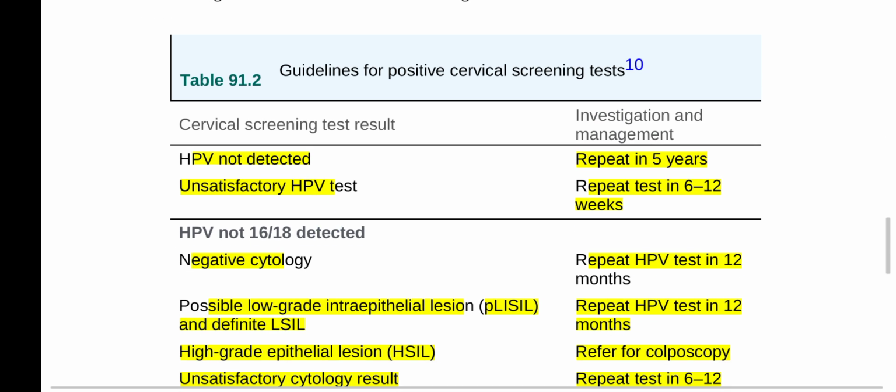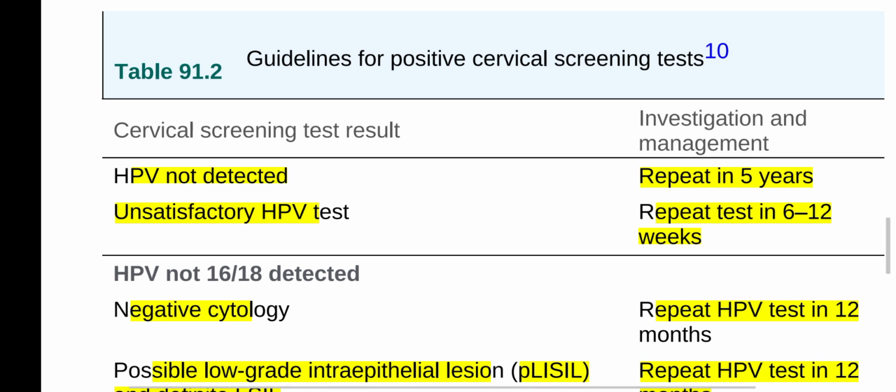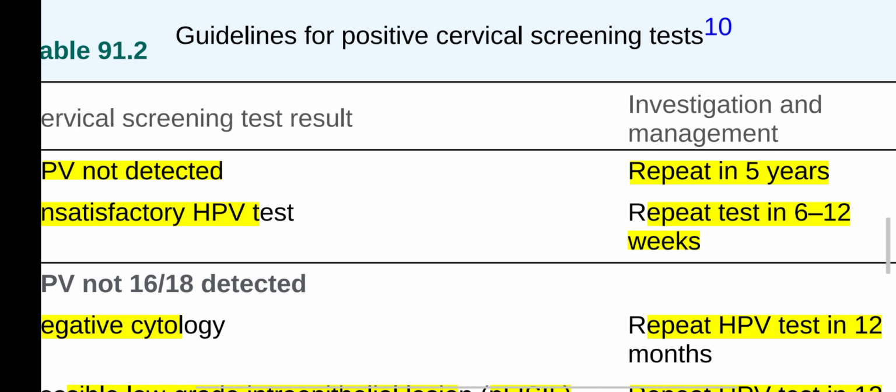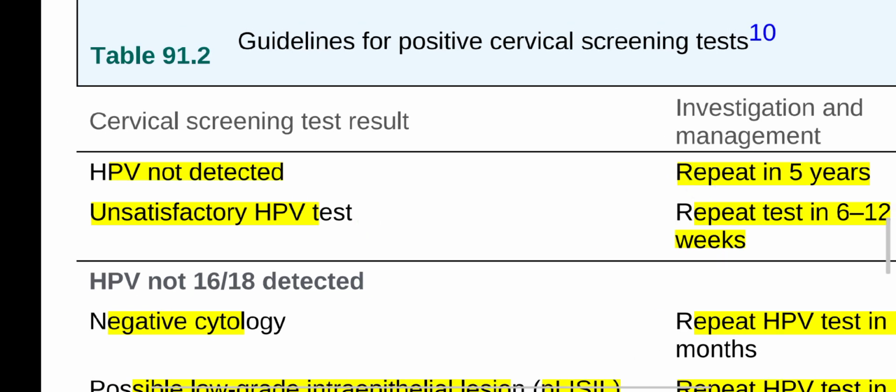Suppose they have done the cervical screening test and it shows HPV not detected. If HPV is not detected in the cervical screening, further investigation is as per routine screening. What is routine screening? Routine screening is to repeat the cervical screening every 5 years. So if HPV is not detected on first line, we repeat every 5 years as per routine screening.